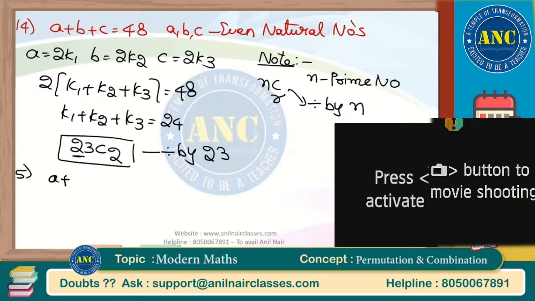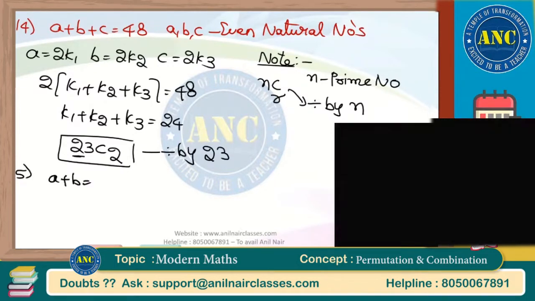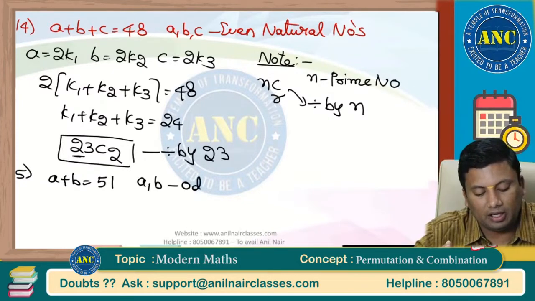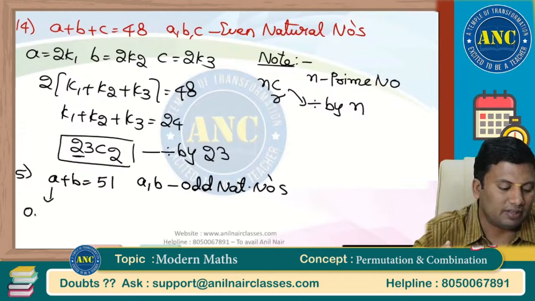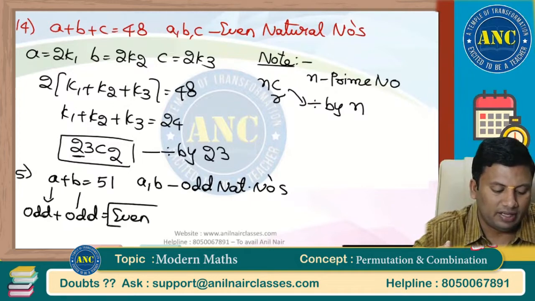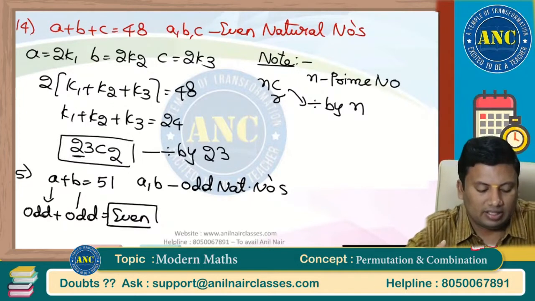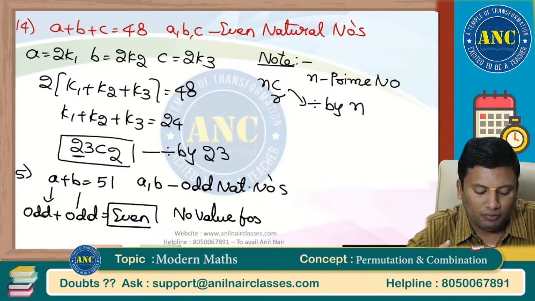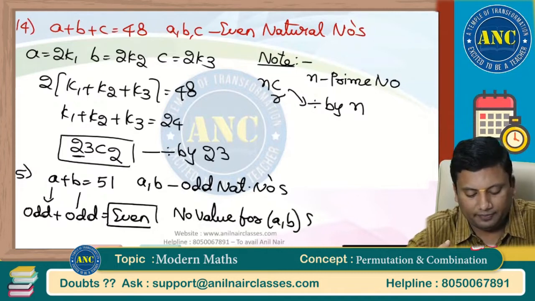15th, A plus B equivalent to 51. A and B are odd natural numbers. Odd natural numbers means if this is odd, B also is odd. Odd plus odd is nothing but an even number. But 51 is an odd number. Answer is no value for A comma B exists.